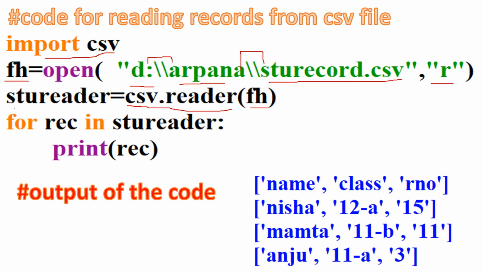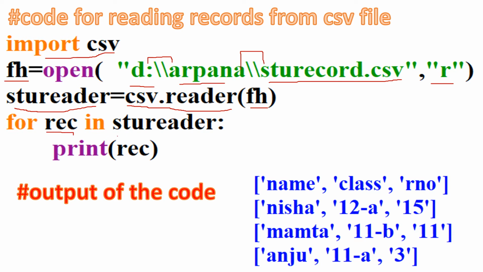Now stureader is the variable which will store all the records that are read from the file sturecord.csv. So it will be an iterable. I told you that whenever we read the data from a CSV file, it is stored as an iterable in Python, and using a for loop you can read individual items of the iterable. So for rec, you can take any variable name here. rec is the variable name in stureader.